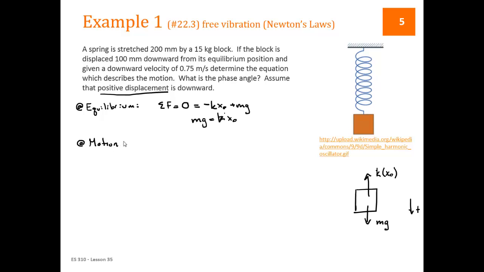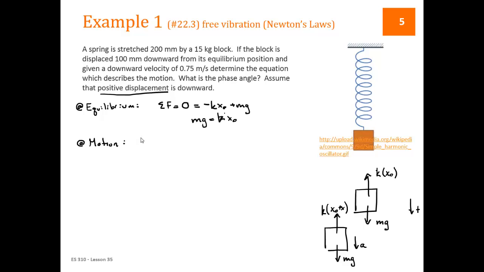So in motion, we're going to displace this block a little bit further down. So we've stretched the spring now. The force is going to be k(x naught plus x), and the downward force is mg. This time it's also accelerating downwards, with downward as our positive direction.